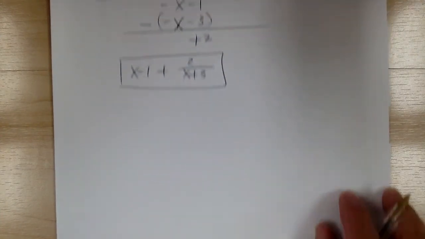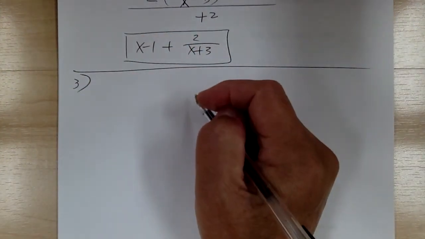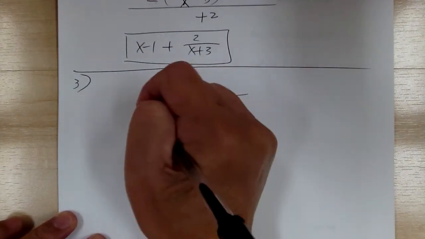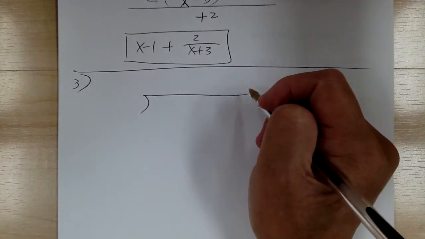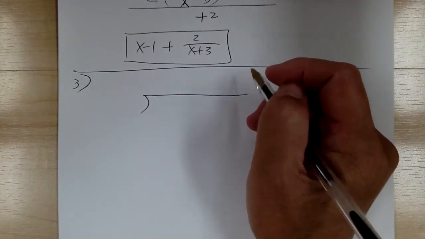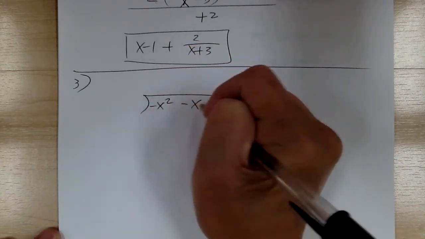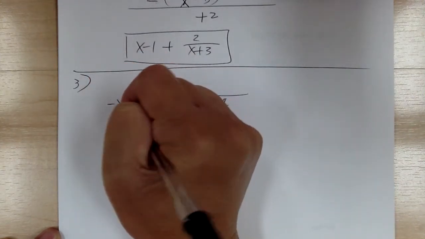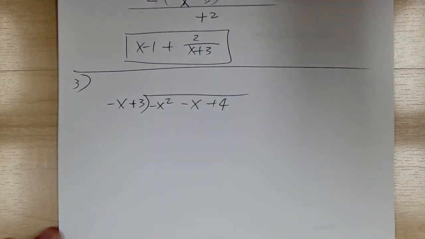Let's go to number 3. When you're doing a division, first you have to arrange everything in order, and then make sure that if you have a missing term, you give it a blank space. So you have negative x squared minus x plus 4, and on this one you have negative x plus 3. You can let the negative go along with the term.